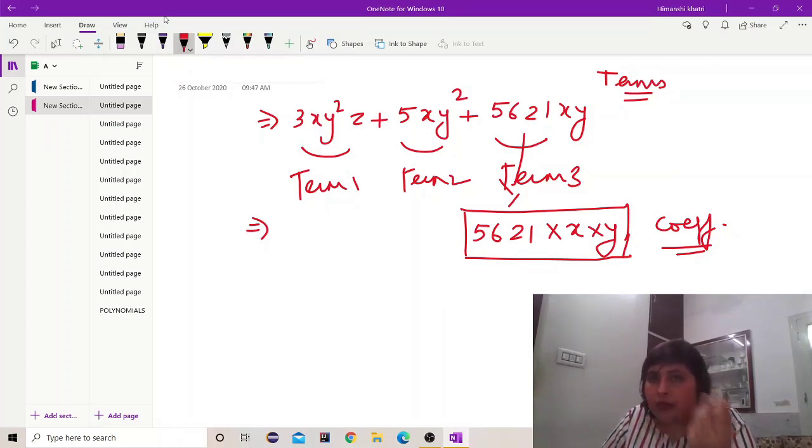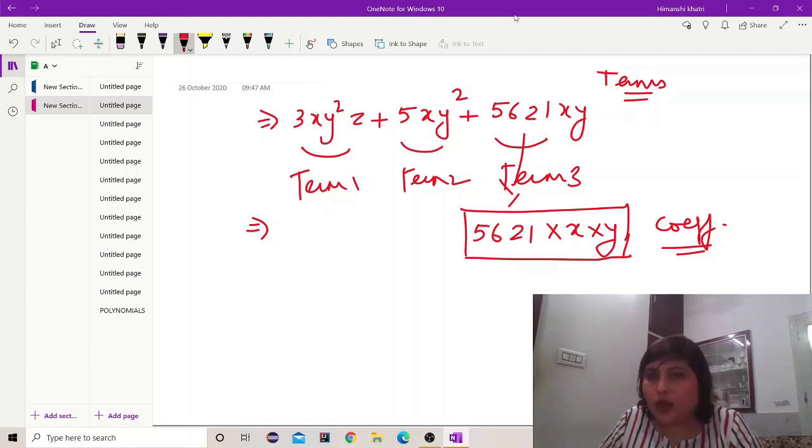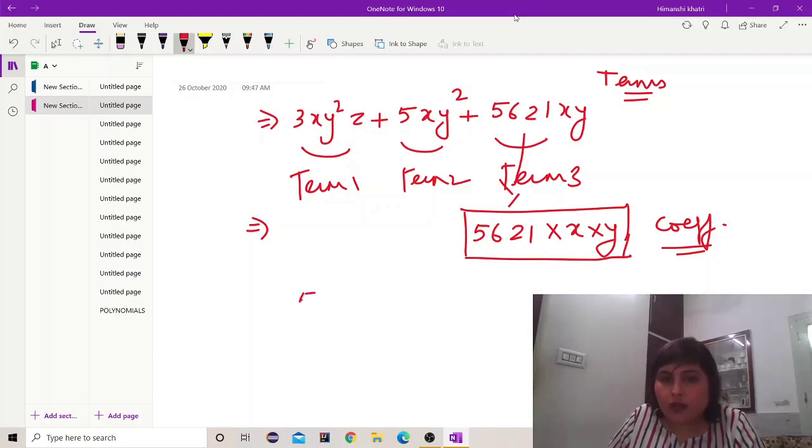Now what is the value of the coefficient? Coefficient is the part written before it. So what is written before xy? 5621. So the coefficient of xy will be 5621. This will be your answer.